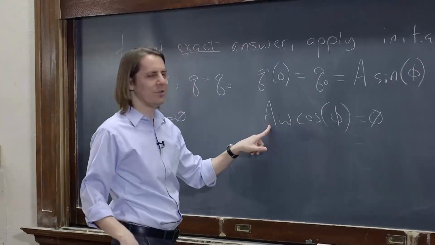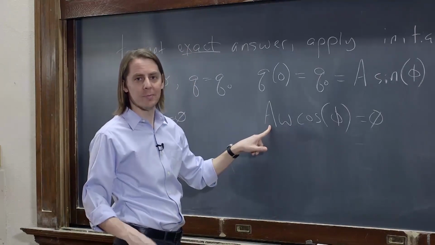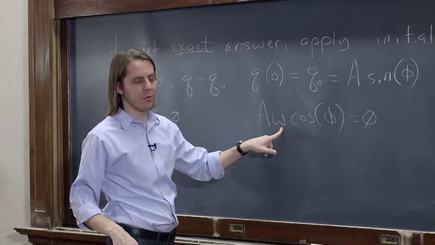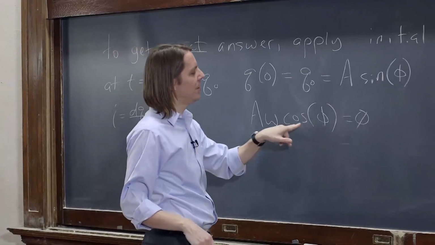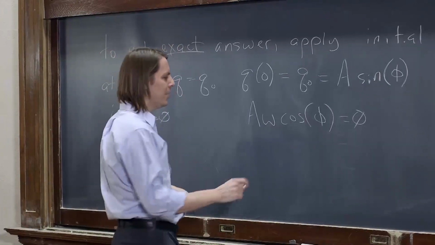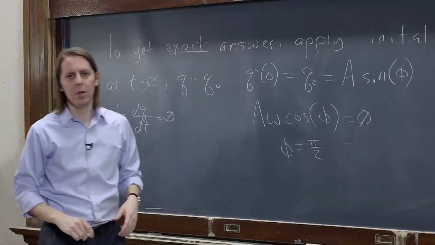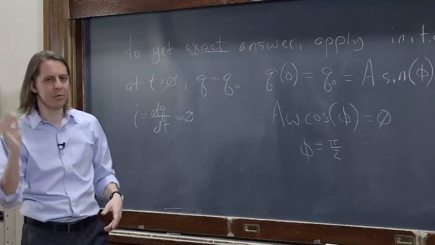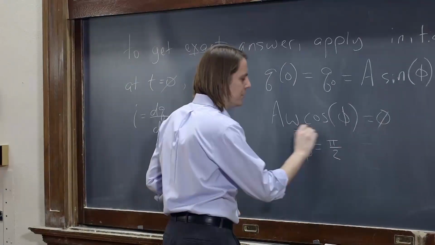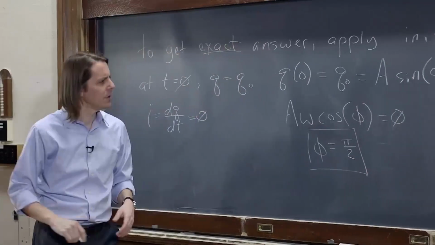Okay? The amplitude can't be 0. That would be the trivial solution. Frequency can't be 0. That would be the trivial solution. So it must be that the cosine phi term is 0. Well, the only way to make cosine phi 0 is to make phi pi over 2, or 3 pi over 2, or 5 pi over 2, and so on. Let's just make it pi over 2, just to make our lives simpler.